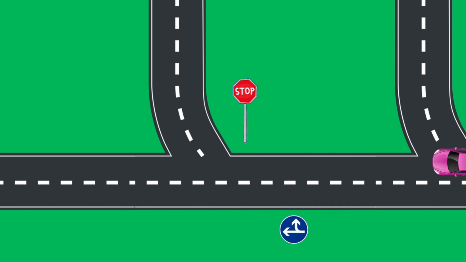However, for a vehicle coming from the main road and turning off, the situation is different. That driver does not have a stop sign and can continue without stopping, as they are already on the main road.